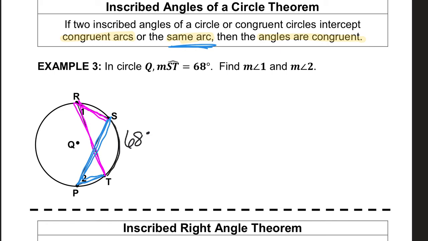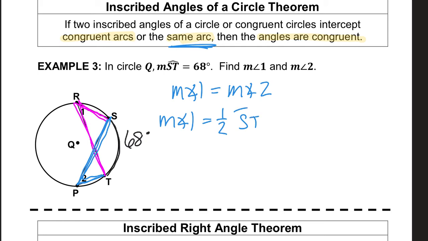Both angle 1 and angle 2 share the same arc. So since they share the same intercepted arc, that's going to tell us that the measurement of angle 1 is going to be equal to the measurement of angle 2. All right? And so we are looking at inscribed angles. Angle 1 and angle 2 are inscribed. So we do need to follow that rule. And we'll just stick with the measurement of angle 1 is going to be half of arc ST. So the measurement of angle 1 will be equal to half of 68.